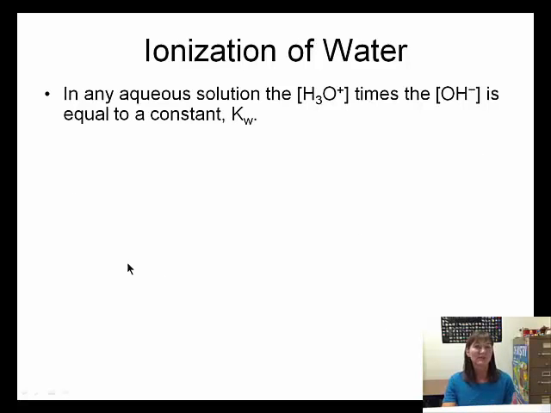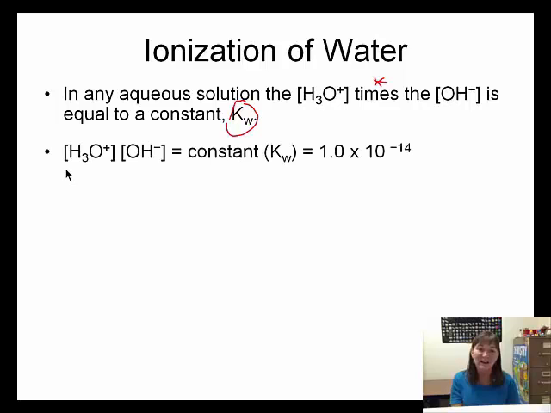So the ionization of water, that's what we've been talking about when they bump into each other and make the hydronium ion and the hydroxide ion. In an aqueous solution, aqueous means a water solution, the hydronium concentration times the hydroxide concentration is always a constant number. We give that constant this Kw, which is the ionization constant for water. You don't need to know that. What you do need to know is that when you multiply the hydronium times the hydroxide, that is always going to equal 1 times 10 to the negative 14.